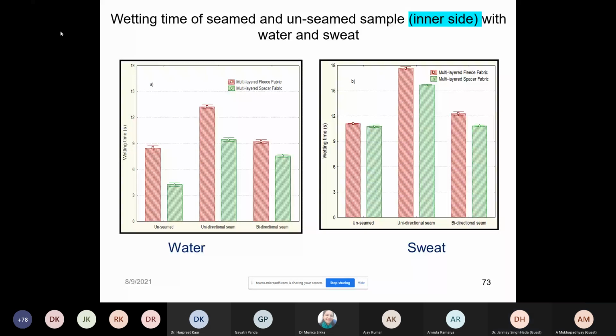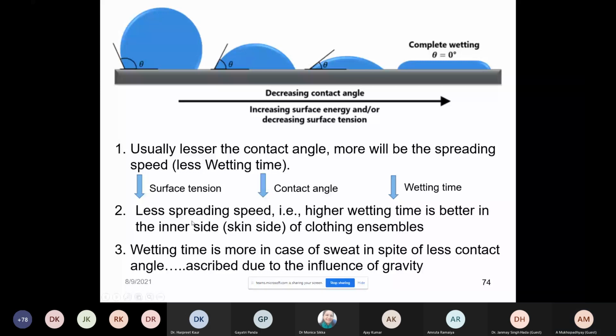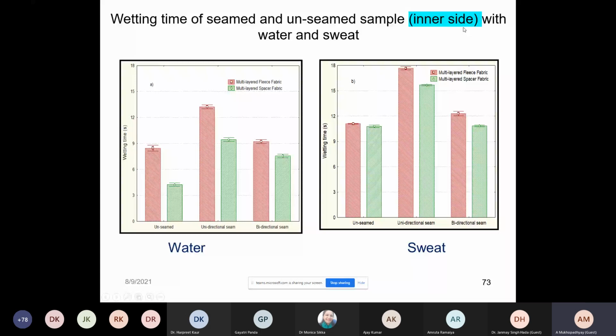See, waiting time lower means, again coming to this, waiting time lower means what? Higher waiting time means less spreading speed. Yes, sir, we require more time. Okay, lower waiting time means greater spreading speed. Less time, sir. But the point here is that that's why I highlighted over here the inner side. Inner side, basically we need the waiting time to be higher. Inner side should not be wet. Inner side, the waiting time should be higher. Why should it be higher? So that the spreading will be less.